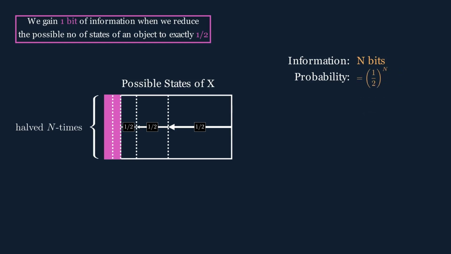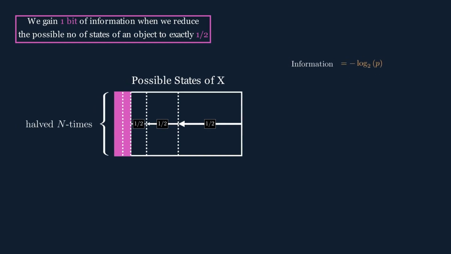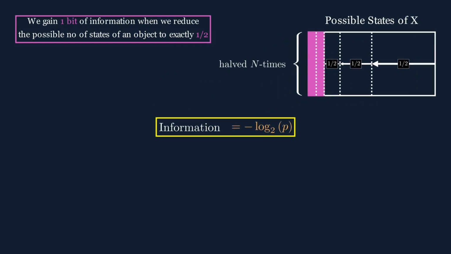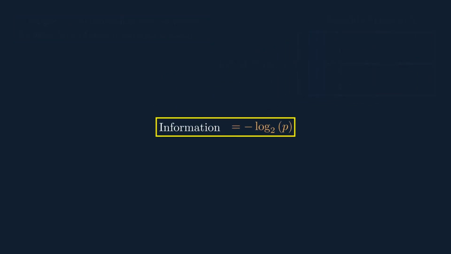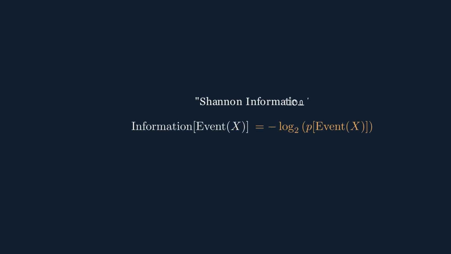We can denote the probability as p, and if we do some basic algebra, we can see that n bits of information in this case is minus log base 2 of p. And if we generalize, we arrive at this equation which says information from an event of x is simply equal to minus log base 2 of the probability of that event. And there you go. This mathematical equation is what defines information. And what this means is that if an outcome of x has a probability p, then the information we get when that outcome happens is minus log of p.